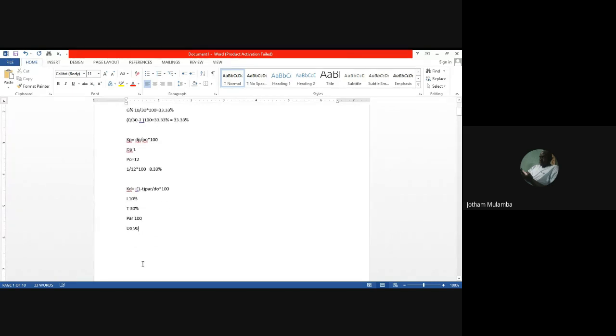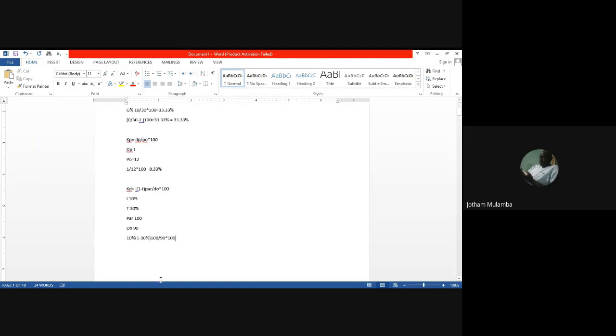So let's substitute. I, which is 10%, we open the bracket, 1 minus 30%, then over 100, then divide by 90, then we multiply the whole figure by 100 to convert into percentage.